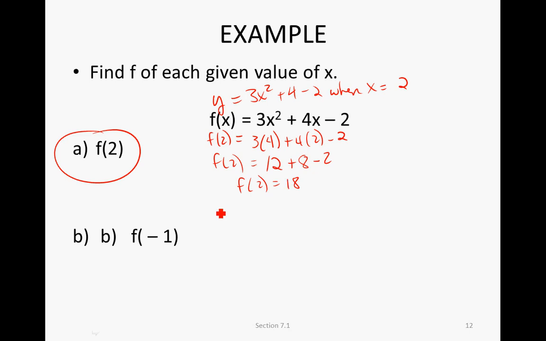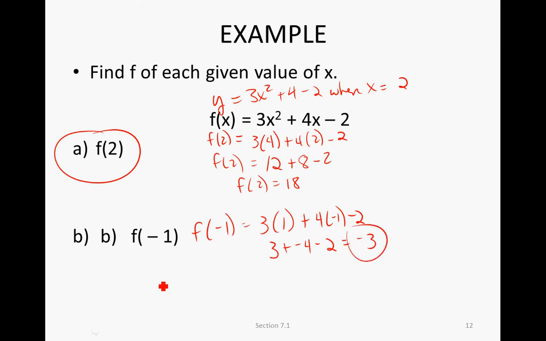Okay, the answer for the next one: f at negative 1 is equal to 3 times negative 1 squared, which is positive 1. That's what I did there. Plus 4 times negative 1, minus 2. So that's 3 plus negative 4 minus 2, which is equal to negative 3. So f at negative 1 is equal to negative 3. Okay.